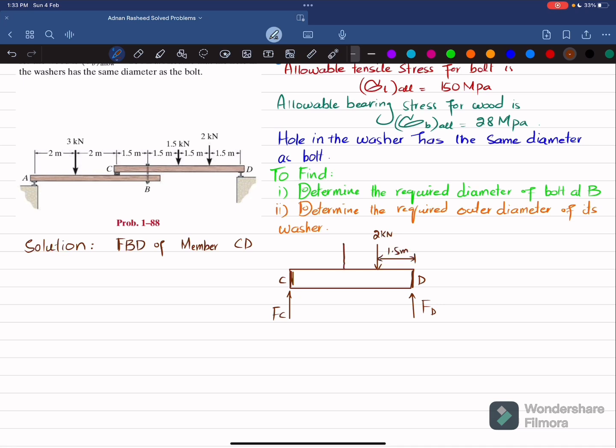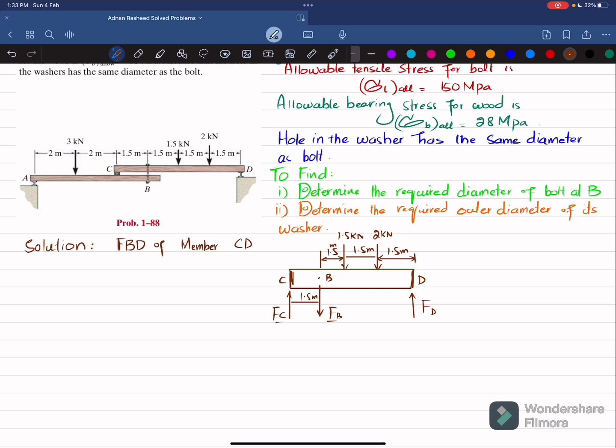There is another load which is 1.5 kilonewton, acting at a distance of 1.5 meter from the 2 kilonewton load. Now this is point B. Clear? So the load that the bolt exerts on this member, beam CD, is FB. The distance between FC and FB is also 1.5 meter, and from B to the load is also 1.5 meter. Now we'll apply equations of equilibrium in order to find FB and FC.